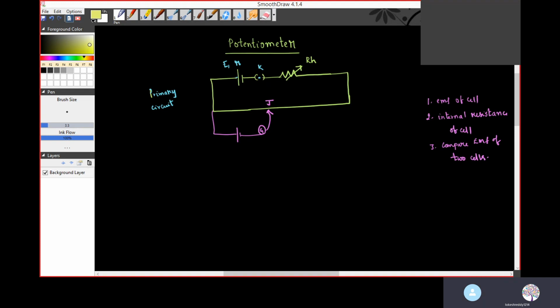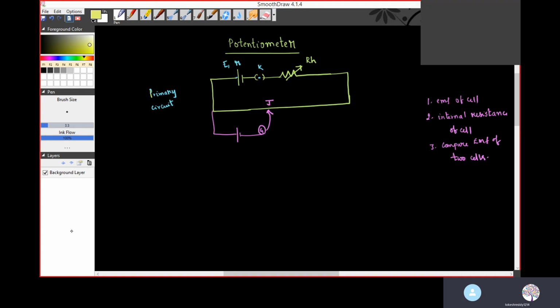Why do you need a potentiometer? You can use a voltmeter to measure the potential difference, no? We use a potentiometer to measure the potential difference because it is more accurate, because it does not draw any current. A normal voltmeter draws current, whereas a potentiometer does not draw any current.